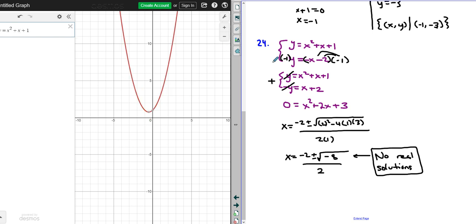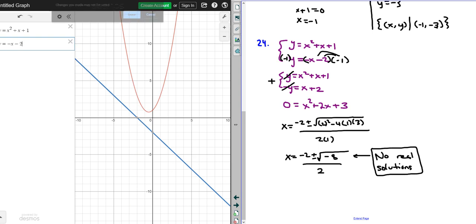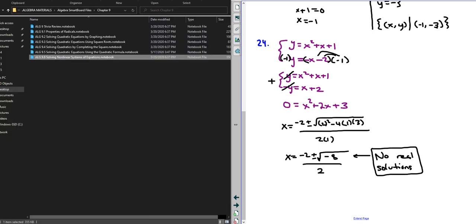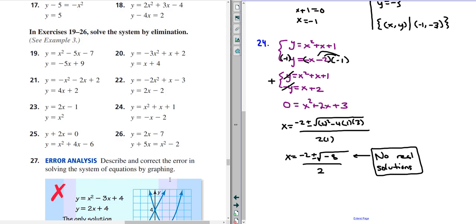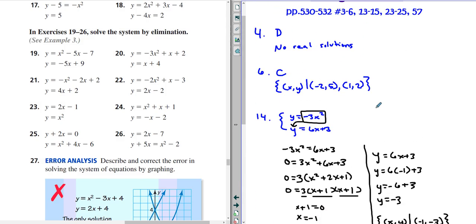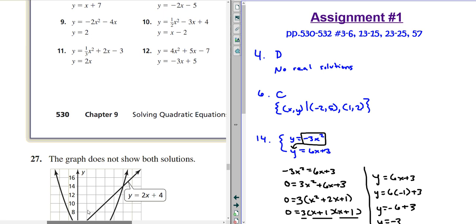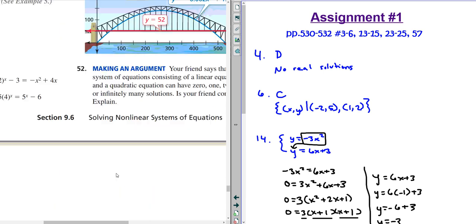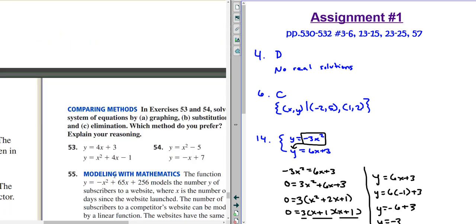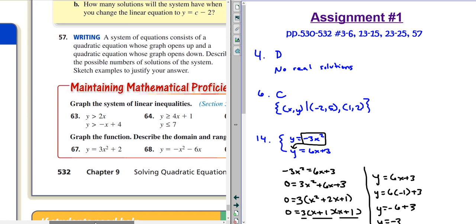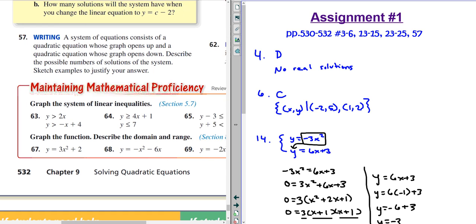All right, so that was the last even one, but I do want to talk briefly about the last question, number 57, that you will have to do on your own. 57, and there she is. All right, so this one says a system of equations consists of a quadratic equation whose graph opens up, and also a quadratic equation whose graph opens down. Remember, quadratic equations are always parabolas. So on 57, you've got a parabola that opens up and a parabola that opens down.